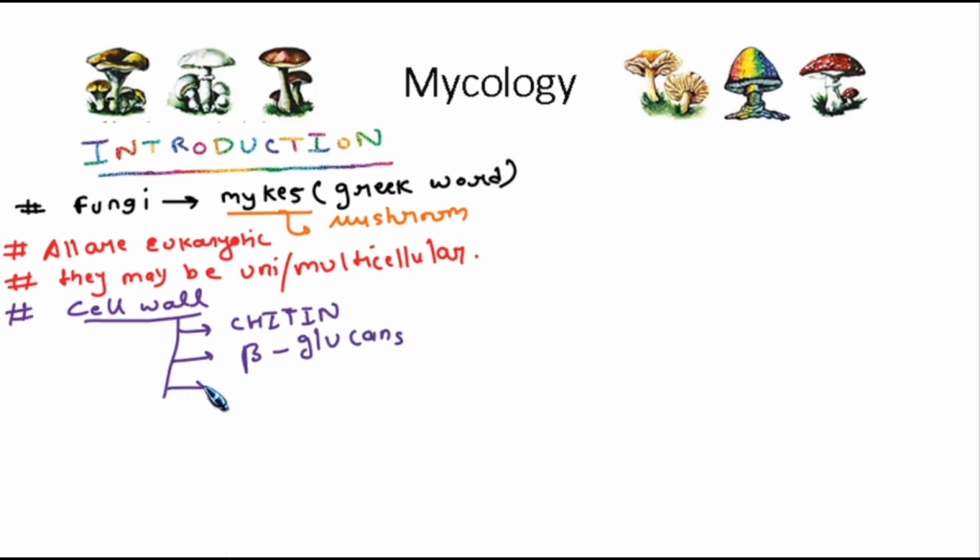The third one I'm telling you is ergosterol. Ergosterol is not present in the cell wall. It's present in the plasma membrane. But in one type of fungi, ergosterol is absent. That is Pneumocystis.